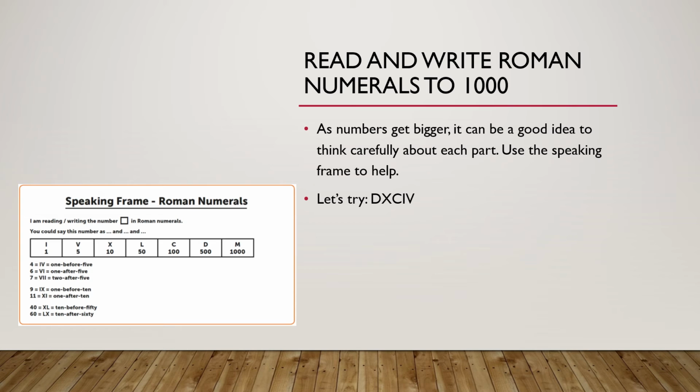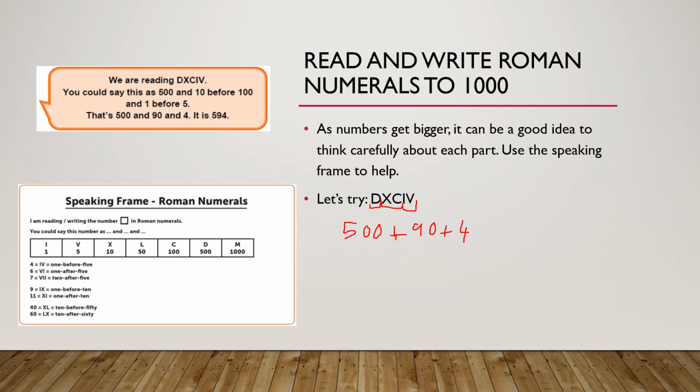So what we might want to do is actually split it up here. So we're going to have the D, the XC, and the IV. So the D was 500. XC was 90, 10 less than 100. And then IV, well in this case V is the 5, and I before the 5 means it's 1 less than 5, so that is 4. So it's going to be 500 plus 90 plus 4, 594.